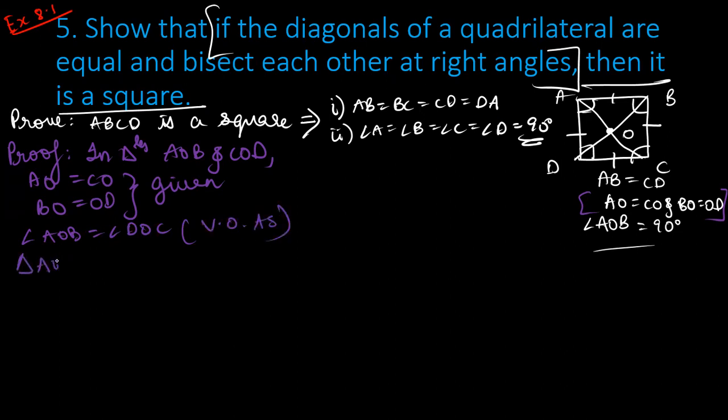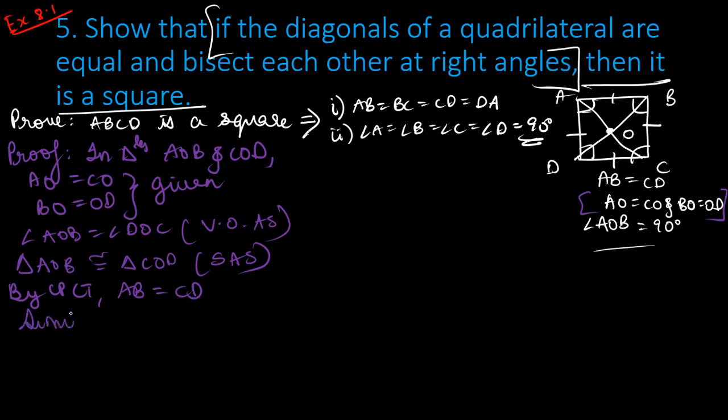So triangle AOB is congruent to triangle COD by which rule? SAS rule. Clear? And also by CPCT, I can say that AB is equal to CD. I hope you understood how we prove that the opposite sides are equal.